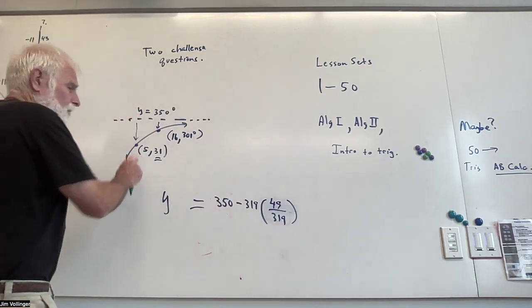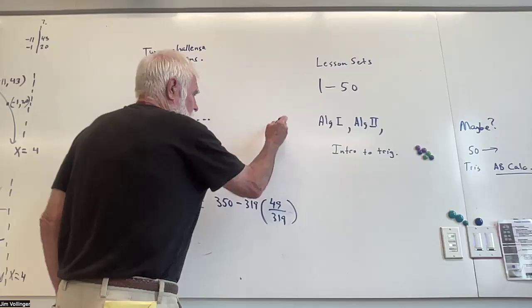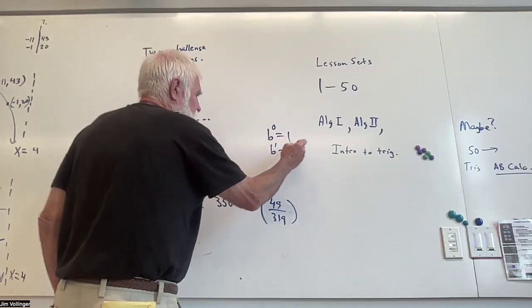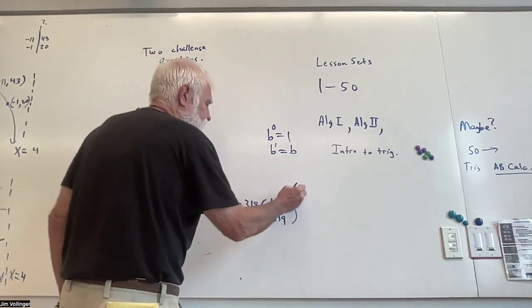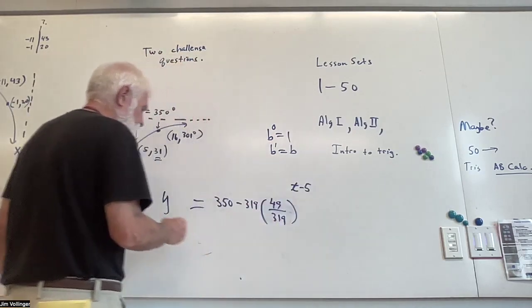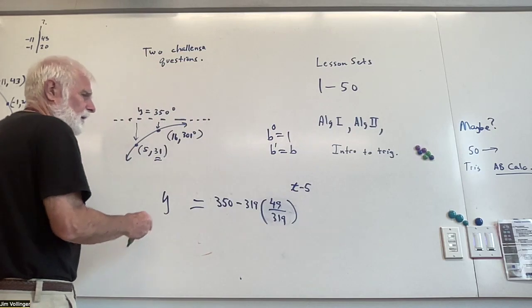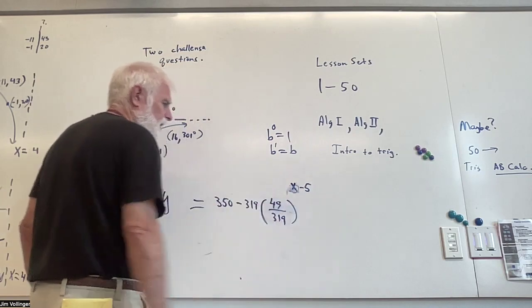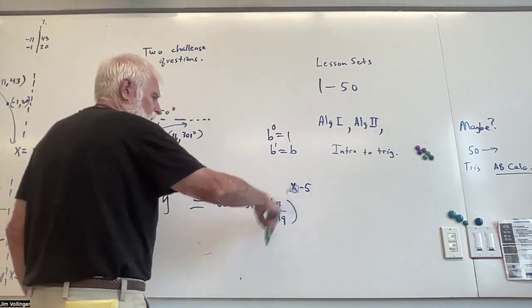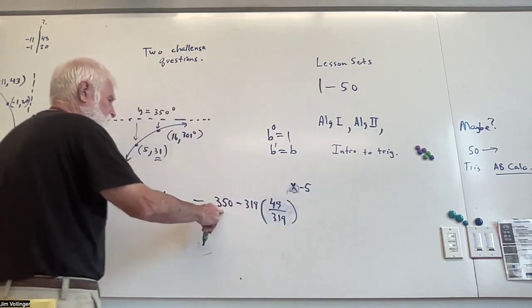And we want to start with b to the 0 equals 1 and b to the 1 equals b. That simple knowledge allows us to say t minus 5. So we have temperature as a function of time. And maybe I should go x since I wrote y over here. So I got x minus 5. So you drop the 5 in, that's a 0. That makes that 1. Take 319 away from 350.